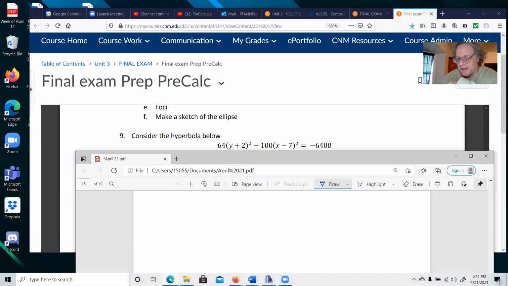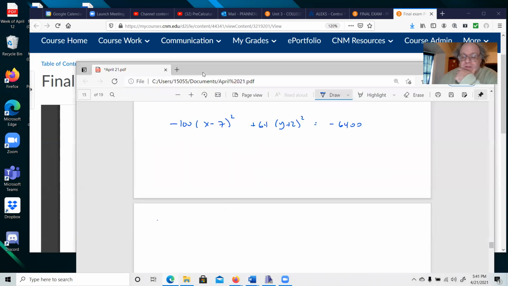I'm going to anticipate the fact that I've got a negative sign here, so I'm going to write it this way. Negative 100 (x minus 7) squared plus 64 (y plus 2) squared is equal to negative 6,400. Now, the first thing we're going to do is divide everybody by negative 6,400. So this is going to be a 1. That's important. The right-hand side always has to be a 1 when we're talking about standard form for conic sections.